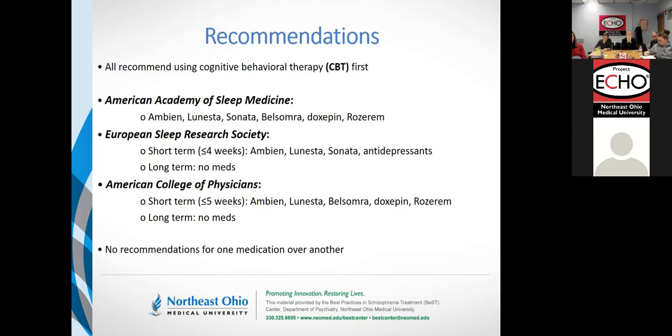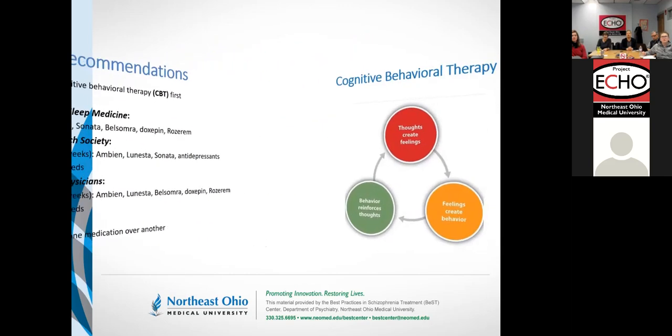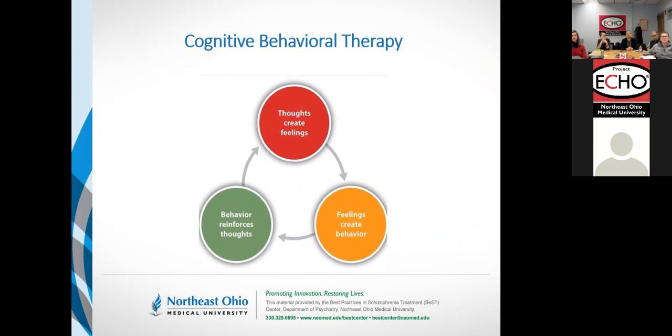The American College of Physicians, for short term, this time they said not more than 5 weeks: Ambien, Lunesta, Belsomra, doxepin, Rozerem. And again, long term, they do not recommend any medications. And there's no recommendation for one medication over another. What works for one patient may not necessarily work for the next, so it'd be a patient-to-patient situation. Again, I've used this slide a number of times before, just a general overview of cognitive behavioral therapy, which should be the primary method used to help in the treatment of insomnia.